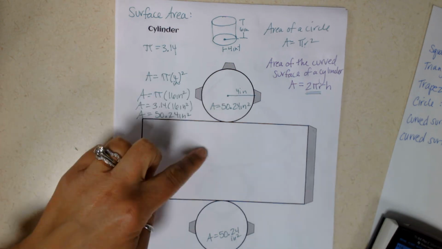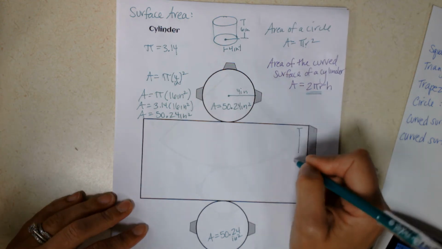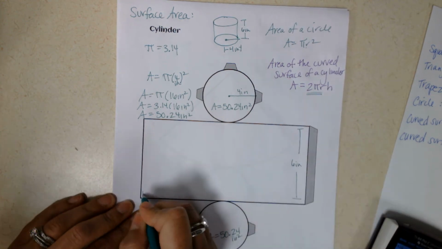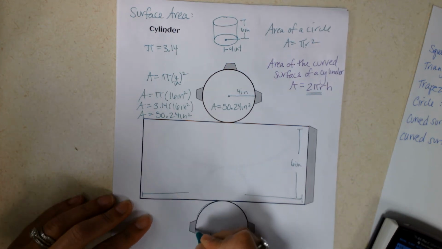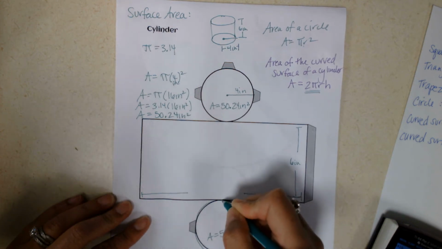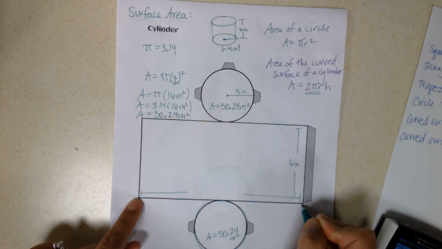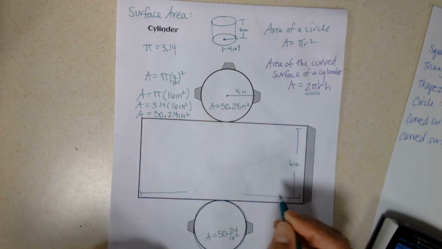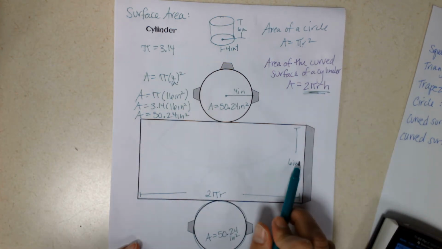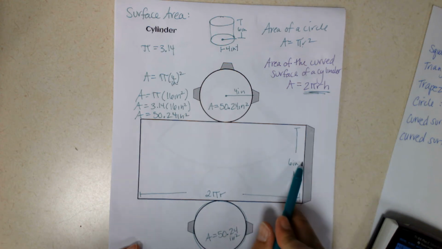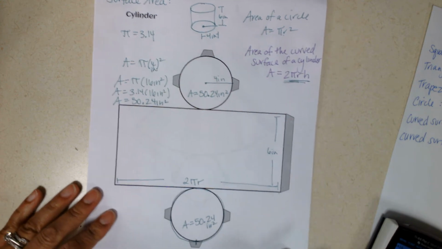Okay, now we have the area of this rectangle. We have the height. This is 6 inches. But we don't have this length. So this length we're going to actually take the circumference of this circle. It's kind of like if we unwrap, if we cut our circle right here and unraveled it, it would be this length. So the circumference is 2 times pi times r, and that's how we get the area, length times width. But since we don't have length, we have to utilize what we have, which is our circle's circumference.